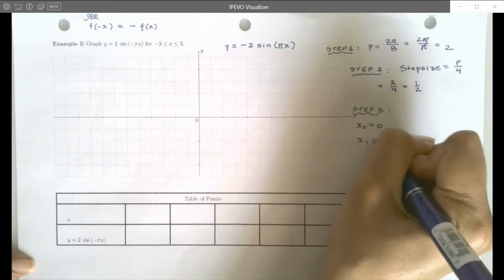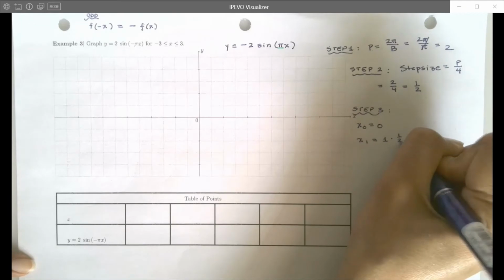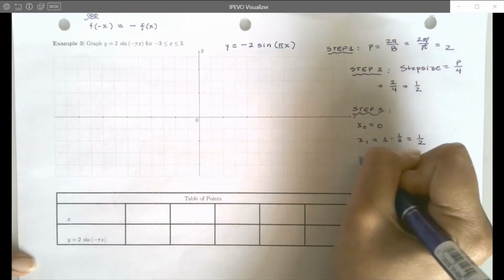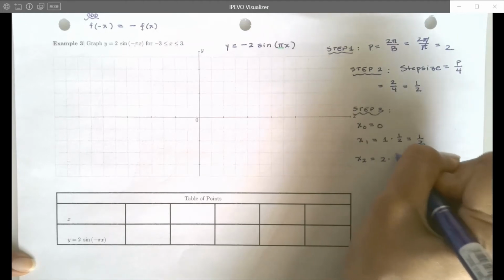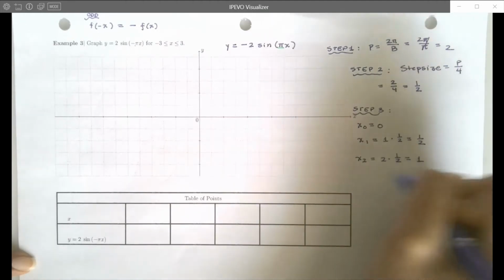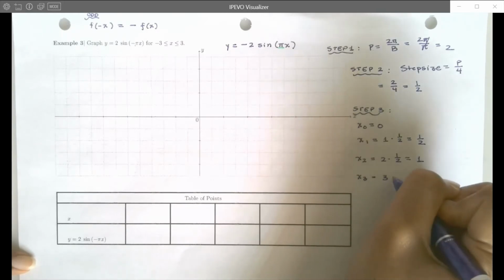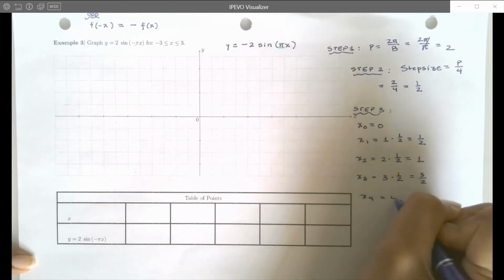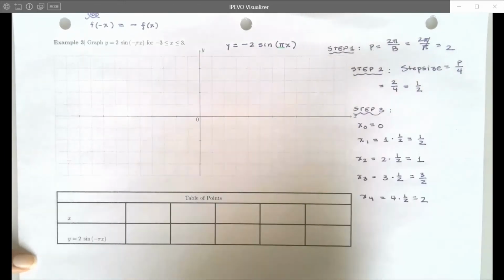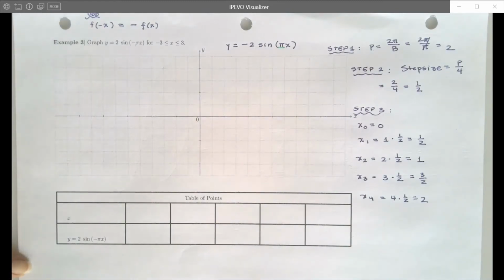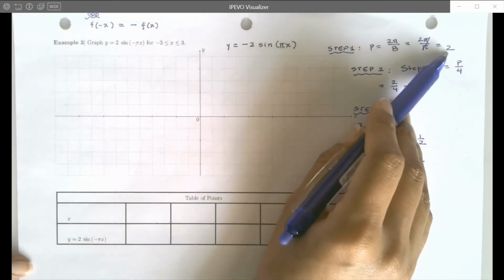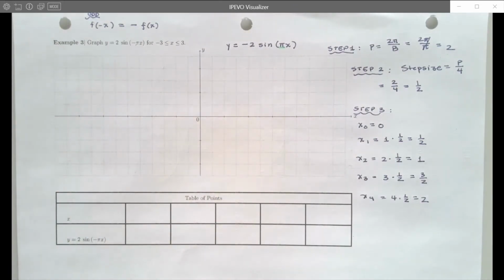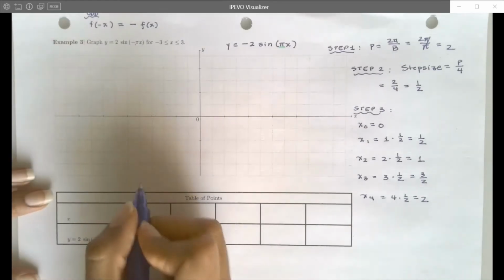Okay, the next x value will be given by 1 times the step size, so 1 times 1/2, which is just 1/2. Next x value will be 2 times 1/2, which is simply 1. Next x value will be 3 times 1/2, or 3/2. Last x value will be 4 times 1/2, which is going to give us a 2. Okay, so we're finding all of the quarters of the period. If the period is 2 and you divide it by 4, you're going to get each quarter happening at multiples of 1/2.